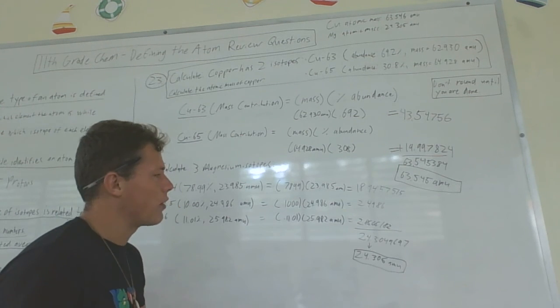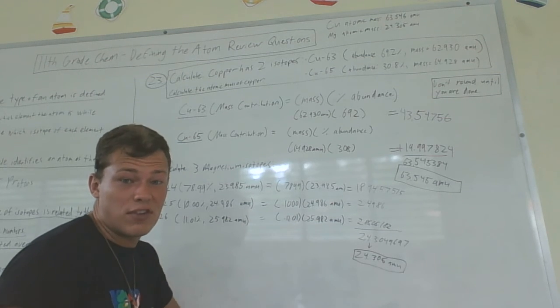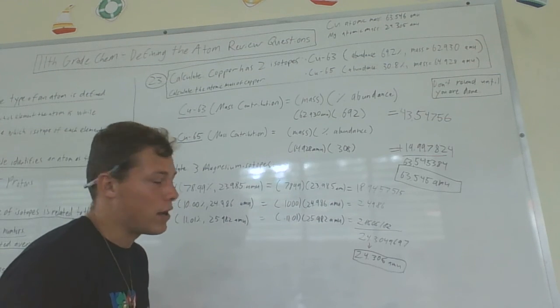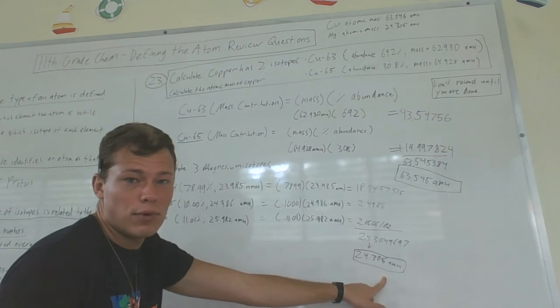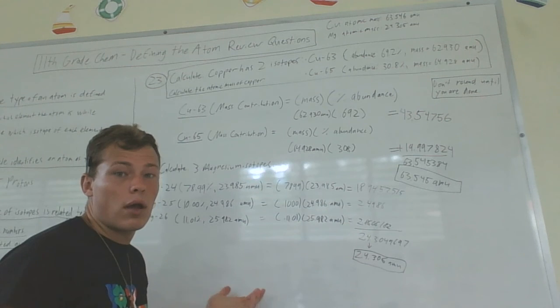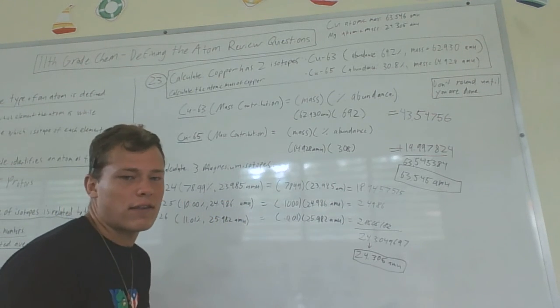Okay, but this is important because this is when you look at the periodic table and you see the atomic mass on there, and you see, oh, magnesium weighs 24.305 atomic mass units. How did they get that number? Now you know how they got that number. They took the average of the 3 different isotopes.